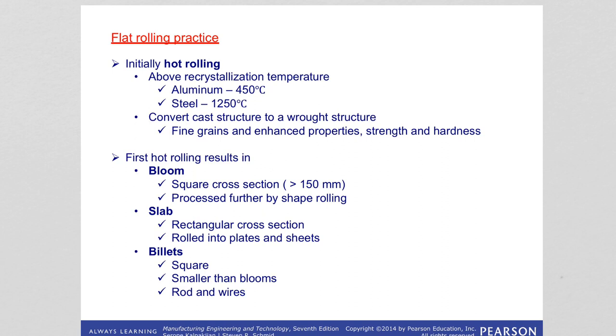So some of the recrystallization temperatures we are seeing for aluminum and steel. And you can see you also need to apply these temperatures to your processing technique. So the products we get after this hot rolling operation, we call them bloom, slab, and billet. Remember the first figure I showed you. We had materials to start with the cold working with bloom, slab, and billet.